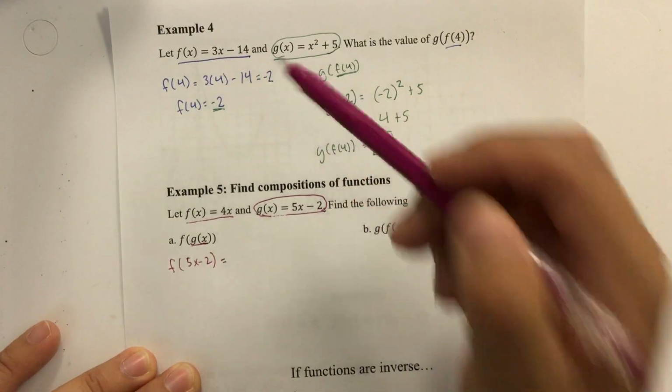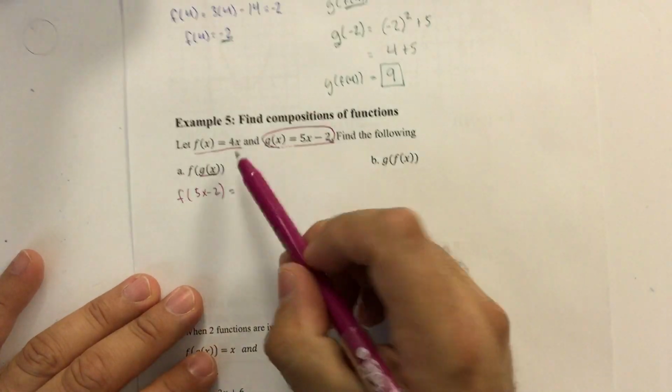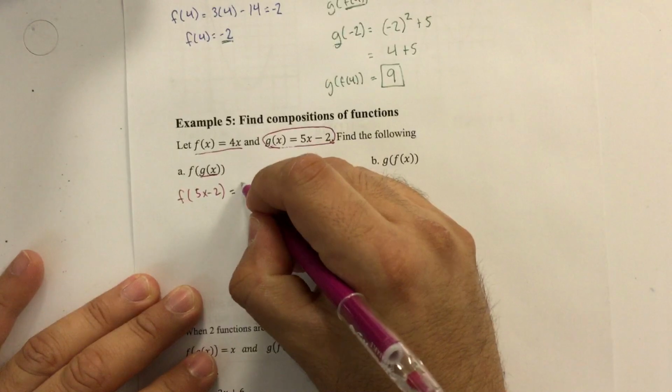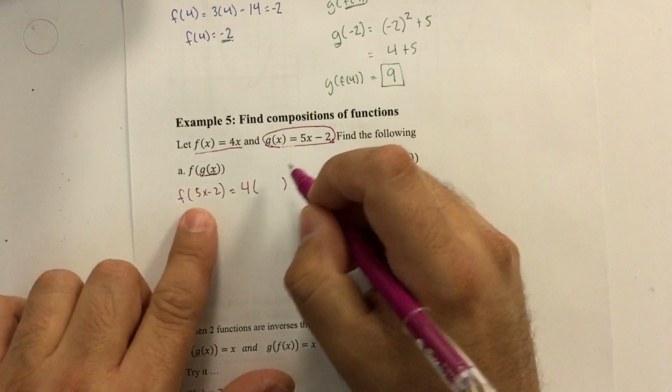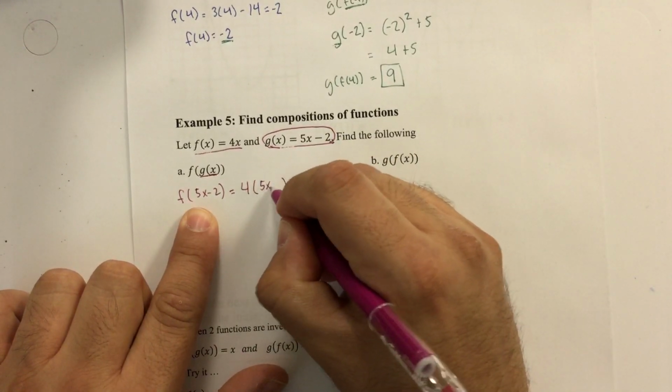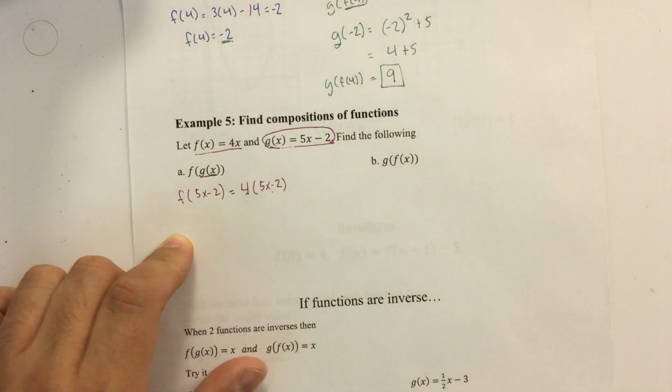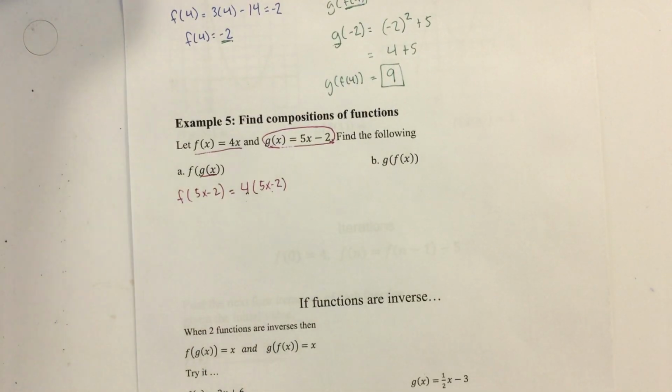Do y'all agree? So this time, this one says 4x, right? I'm not going to put 4 times some number. I'm going to put 4 times the expression. So these parentheses should match. So this was originally 4x. Now it's 4 times 5x minus 2. So you're actually substituting in for the x the whole expression. Now, here you will have to simplify, and your answer should be an expression.